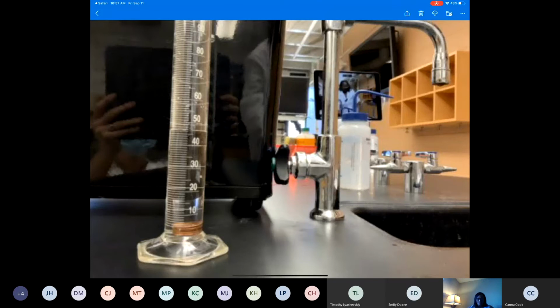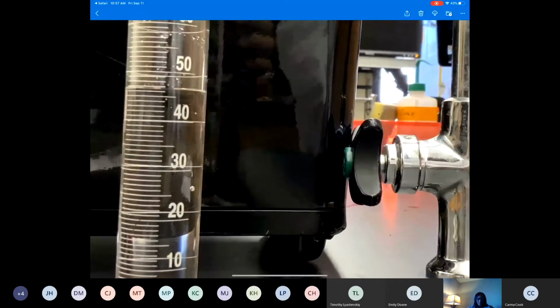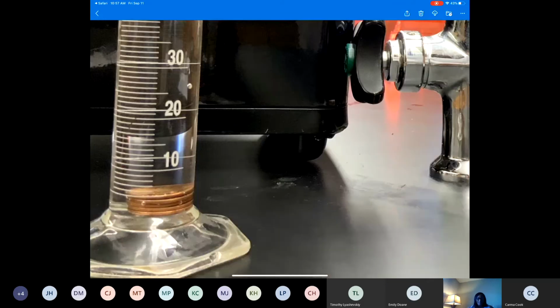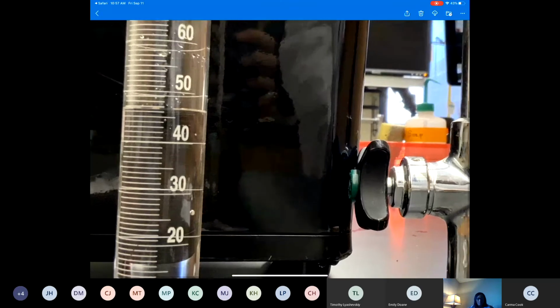And then for 5 pennies, we know we have somewhere between 46 and 47 milliliters for our final volume after adding 5 pennies. What was your estimate of the final volume after adding 5 pennies? Anyone want to share? 46.30. That's a very good estimate.